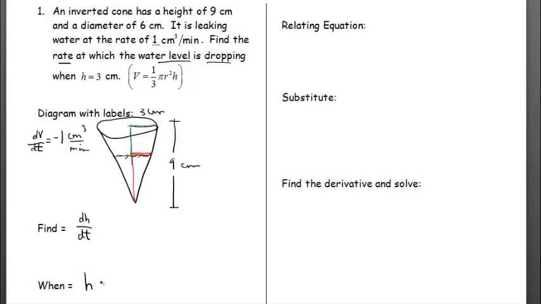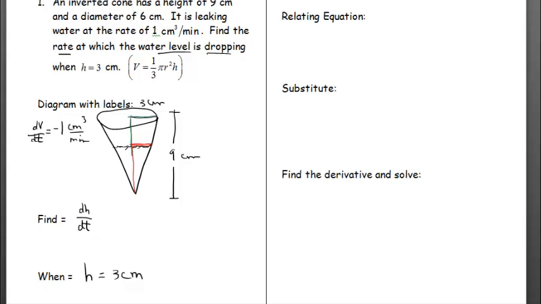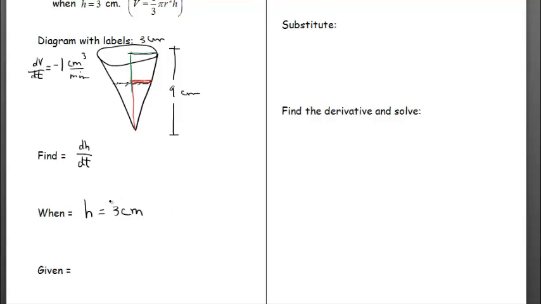And we're supposed to find that when the water that's in here is at a level of 3 centimeters. So probably somewhere down about right here. What is the rate of change in the height when that height is 3? Okay, so when h is 3 and we've got the given, this is going to help us find the information.